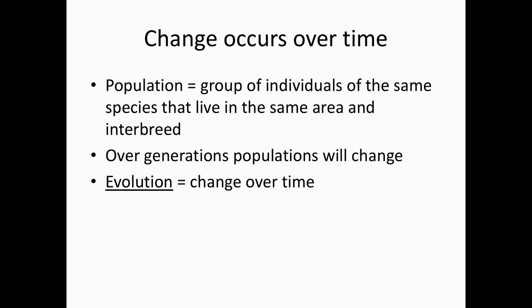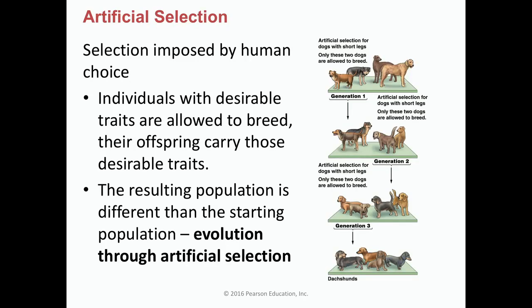Over many generations, the composition of a population or the features within a population will change, and this change is what we call evolution. So evolution is simply change within a population over time. Now there's many different things that can cause populations to change over time.